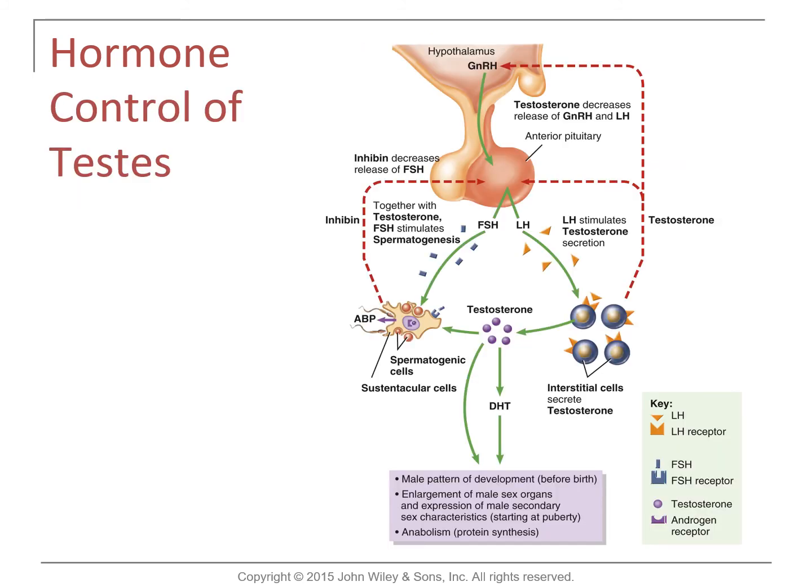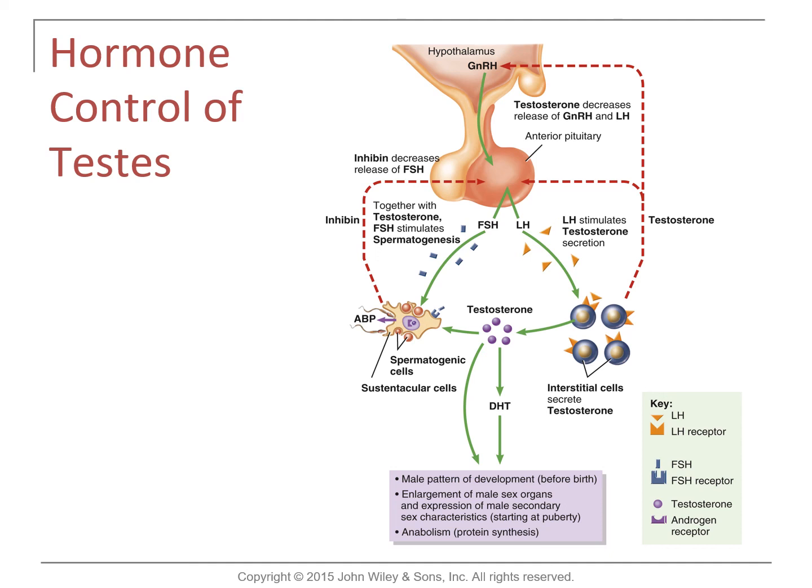This slide is an excellent visual presentation of the hormonal pathways that control the testes and spermatogenesis. So again, gonadotropin-releasing hormone from the hypothalamus peaks at around puberty and targets the anterior pituitary to release both FSH and LH. Let's follow LH first. LH then targets the Leydig or interstitial cells of the testes that surround the seminiferous tubules, and there LH stimulates the Leydig cells to produce testosterone.